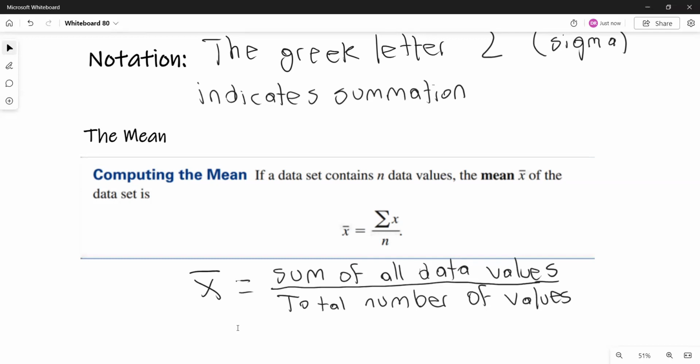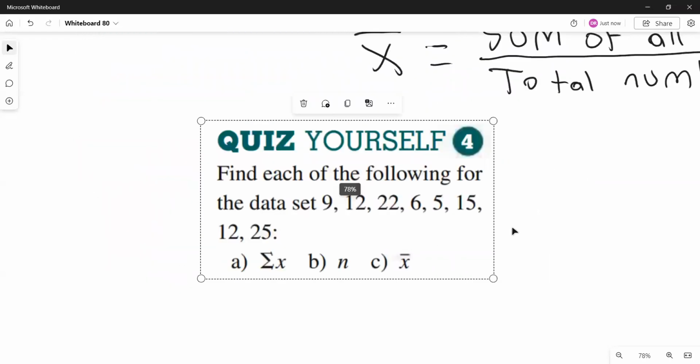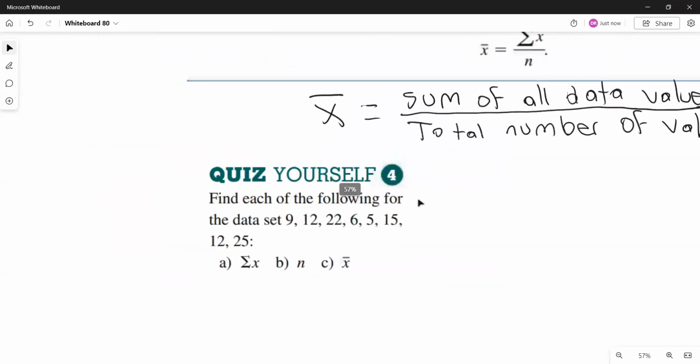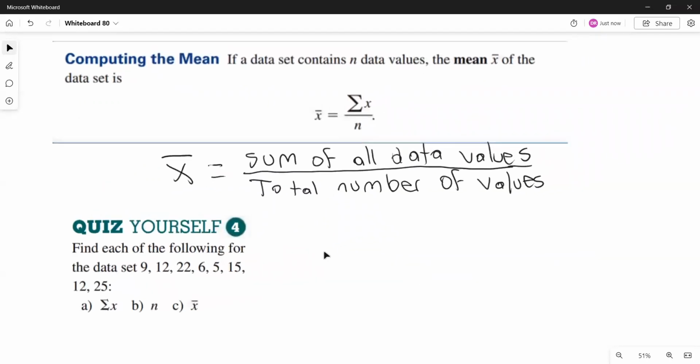Here's the first example. On the same page, that's the quiz yourself. We're going to find the mean of a data set. So that shouldn't be very difficult. For the data set 9, 12, 22, 6, 5, 15, 12, and 25, we're going to find the sum of data values, the number of data values, and the mean.